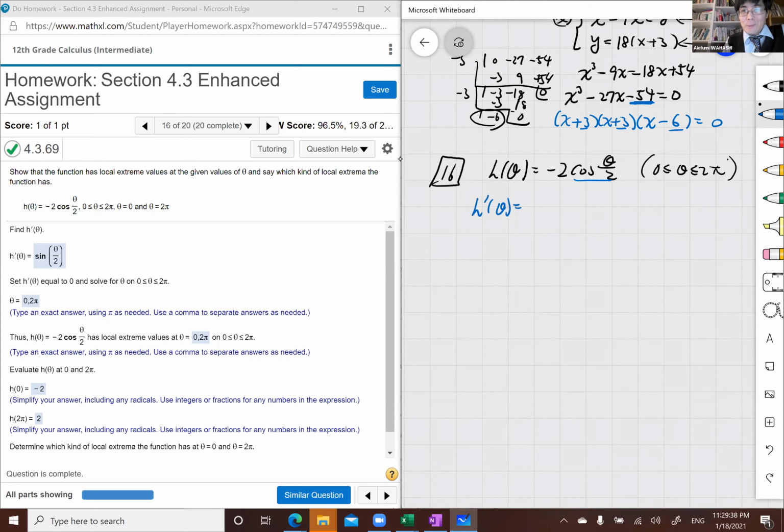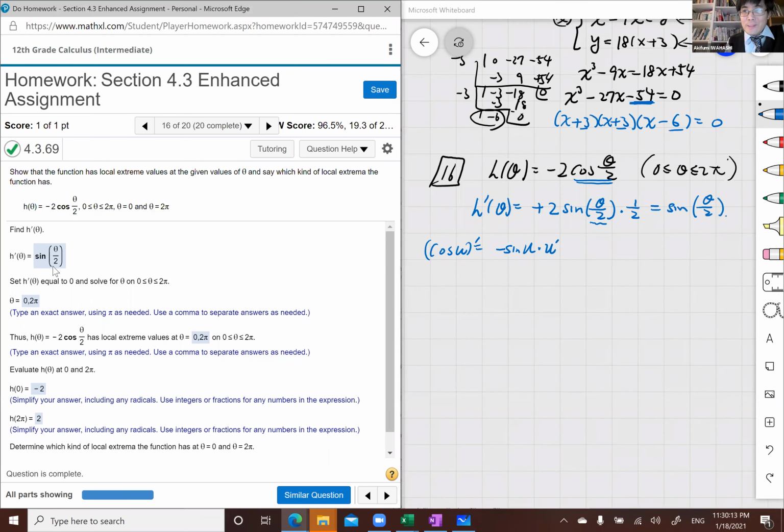Remember that the derivative of cosine u is negative sine u times the derivative of the inside by the chain rule. So it's going to be positive 2 sine of theta over 2 times the derivative of the inside, which is the slope of the line. So it's going to be 1/2. So the derivative will be sine of theta over 2. Okay, so that answers the first part.